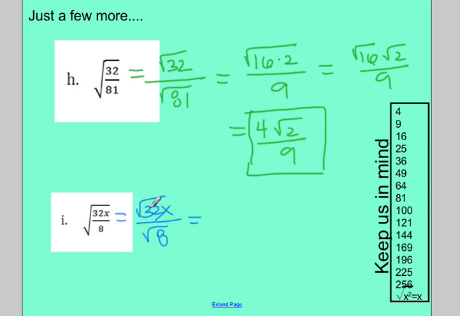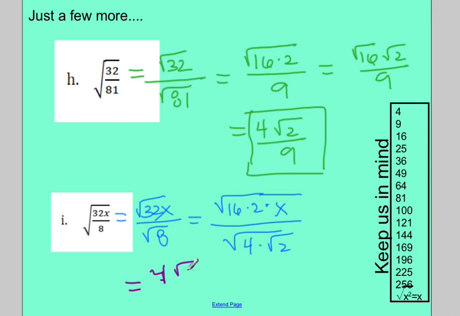Square root of 32 we just broke down. It was 16 times 2, but we have an x this time, so times x. All over, square root of 8 is not a perfect square, but my perfect square in there is 4, so 4 times square root of 2. Now let's go ahead and just write everything out. So I have square root of 16, which we know is 4. Square root of 2, can't do, and square root of x.